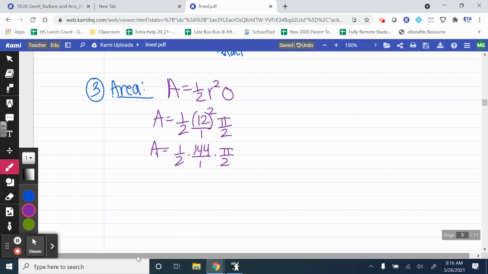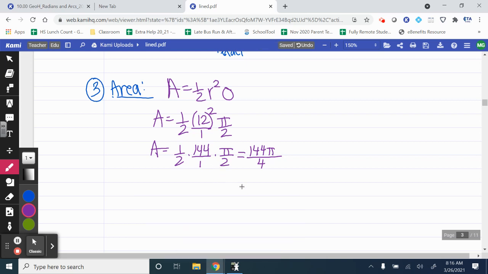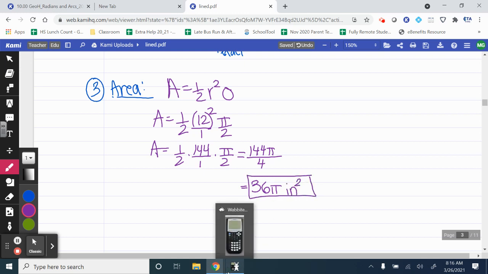So this one, instead of cross reducing, I'll just practice multiplying straight across the top, which would be 144 pi over 2 times 1 times 2, which is 4. And then we want to reduce that, which would give us 36 pi. And this is area, so it's going to be inches squared.